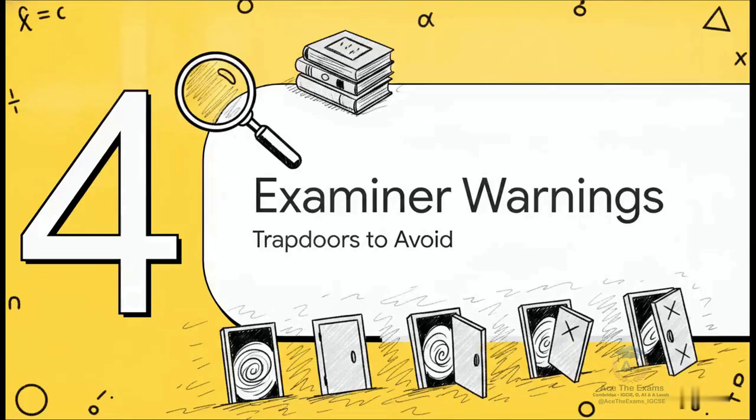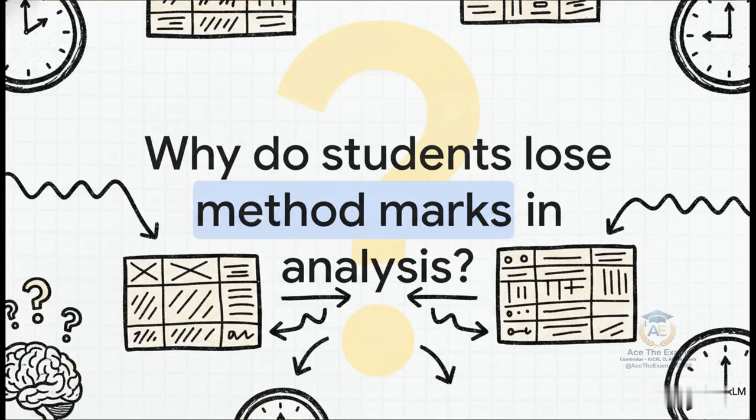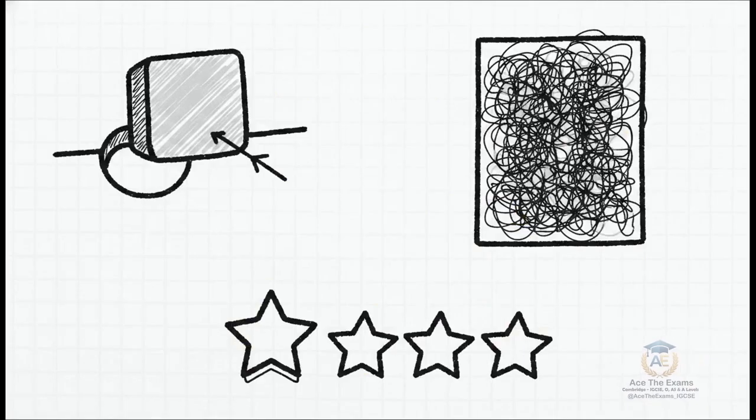Let's dive into Section 4, the top 3 examiner warnings. It is time to uncover the trapdoors so you can step right over them. I want you to ask yourself this question right now. Why do so many capable students completely lose their method marks when conducting multi-stage analysis? Picture it. You are staring at a complex data table, the clock is ticking down, the pressure is on. You know the math, so what is actually going wrong? Well, the examiners have straight up told us what goes wrong, and it always boils down to these 3 specific warnings.